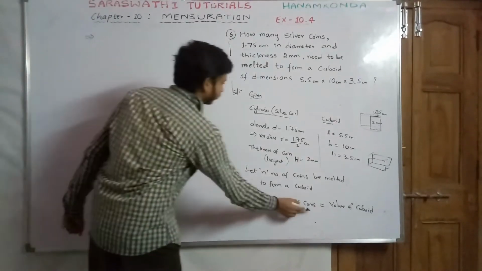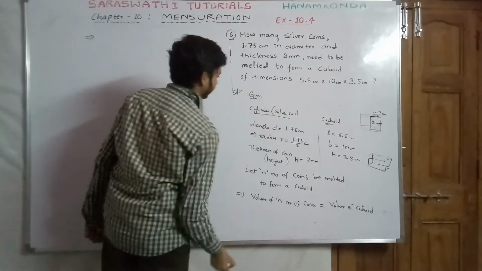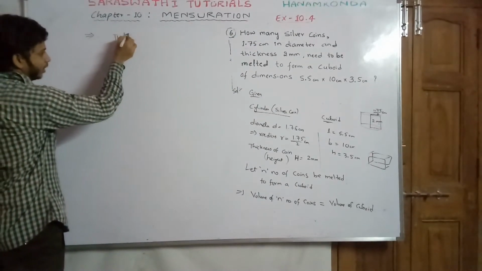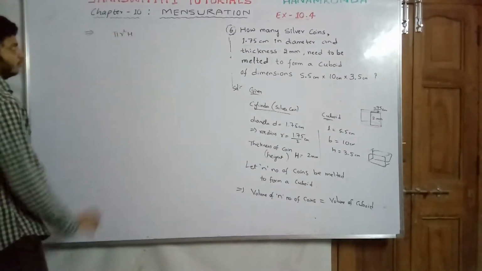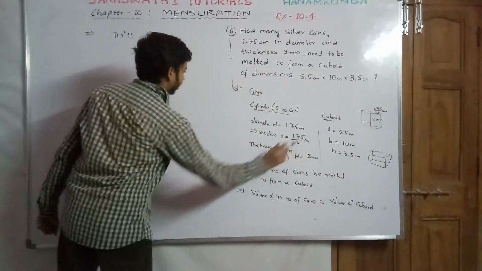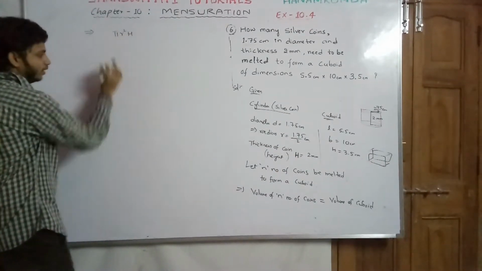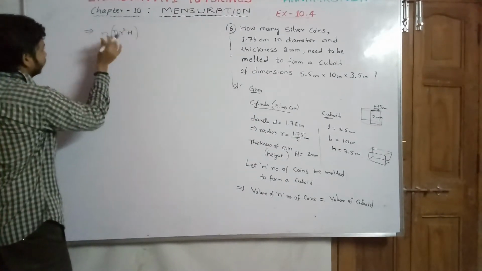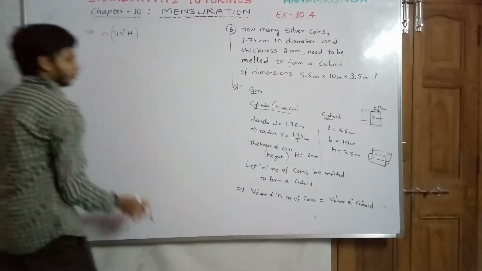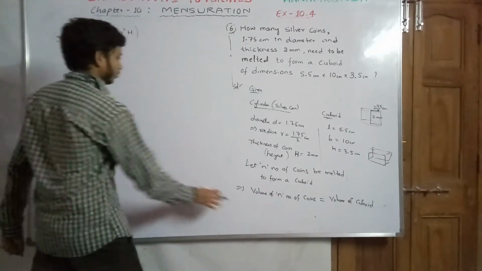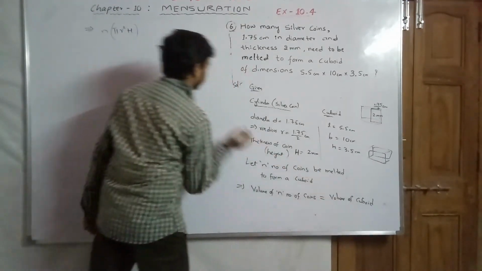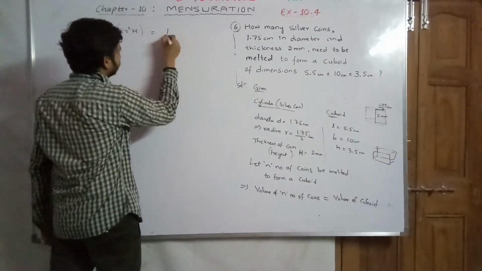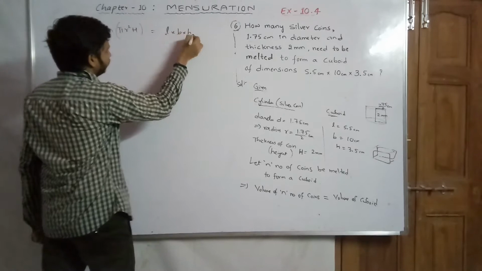We know that the coin is in the shape of a cylinder. The volume of a cylinder is pi r square h, where h is taken as capital H. Since there are n number of coins, n into pi r square h is the volume of n coins. The volume of n coins is equal to the volume of the cuboid, which is length into breadth into height.